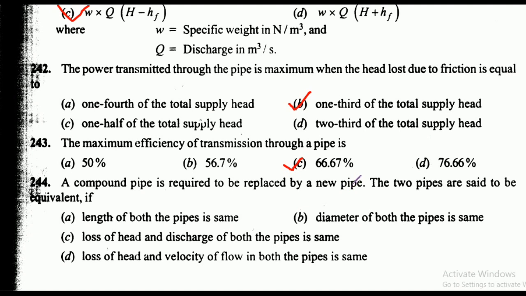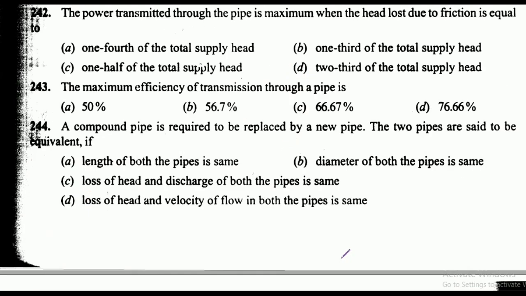Next is a compound pipe is required to be replaced by a new pipe. The two pipes are said to be equivalent if. Here friends, these are the options, and here correct answer is option C, that is loss of head and discharge of both the pipes is same.